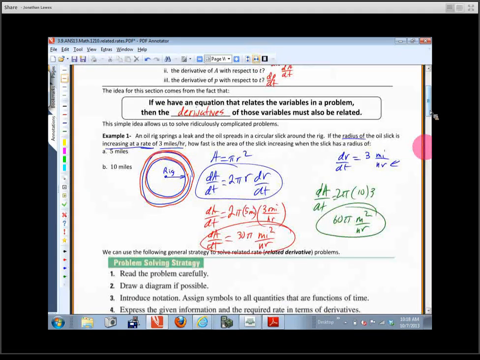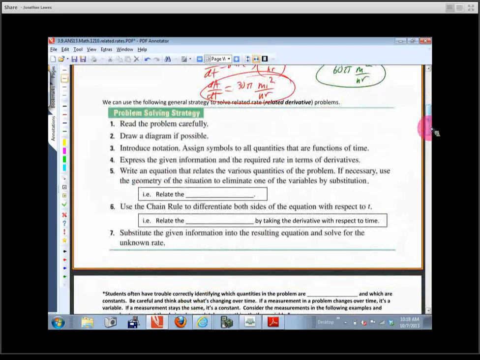Okay, so the textbook has this little step-by-step process that you can go through in order to figure these out. So let's just run through these and make sure we understand what they mean. Okay, first one, no-brainer, read the problem. Read it very carefully. No hope to solve the problem if you don't know what it is. The next thing is really important. On most of these, you're going to be able to draw a diagram. Those diagrams are going to be really important.